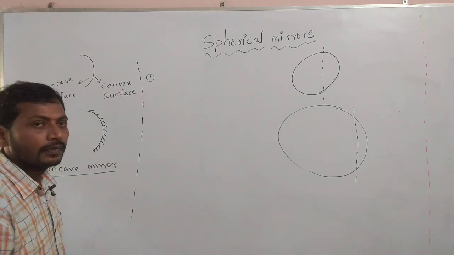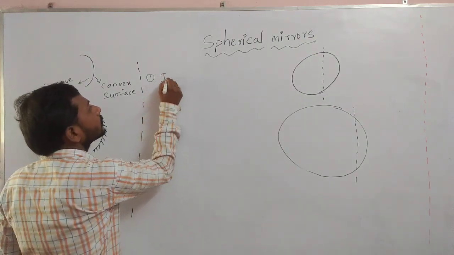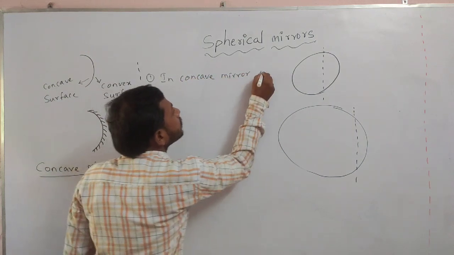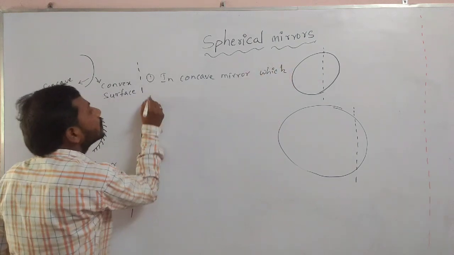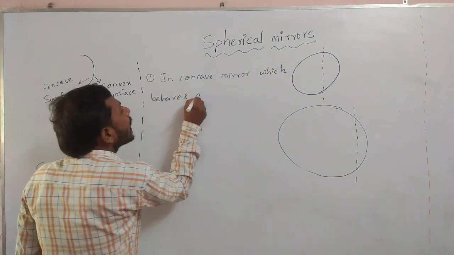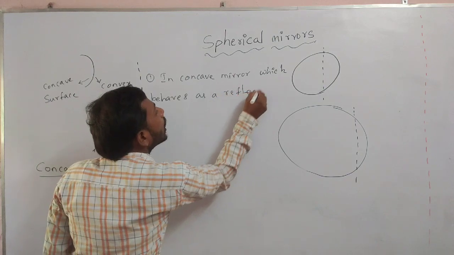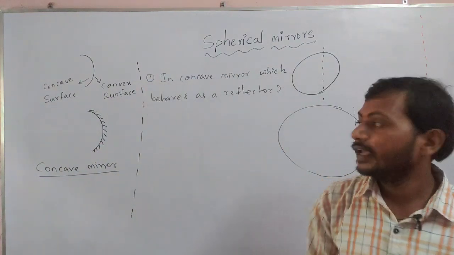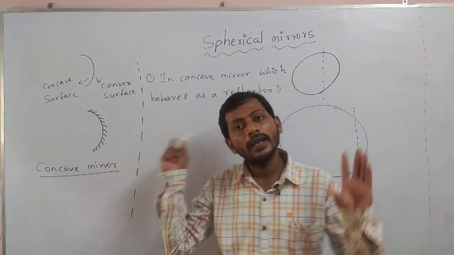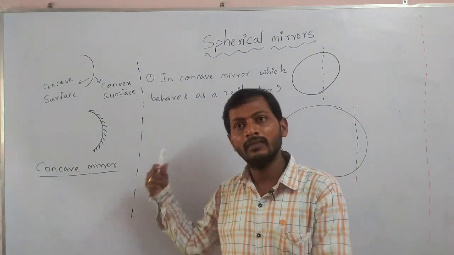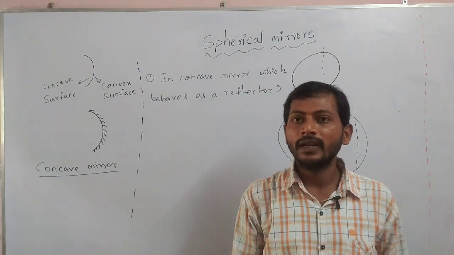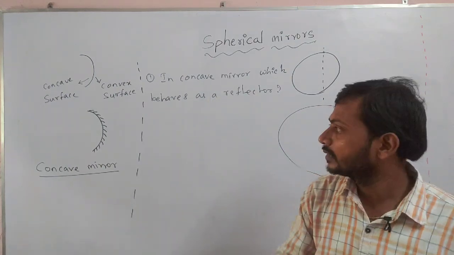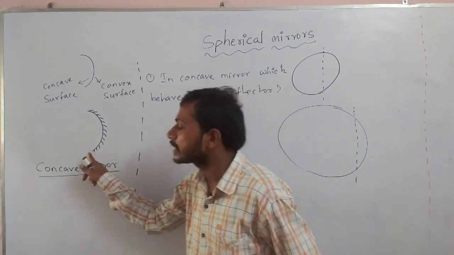First question is, in concave mirror, which behaves as a reflector. Did you understand my question? In concave mirror or in convex mirror, when I come to the other thing, I will explain that also. In convex mirror, which behaves as a reflector means which part. Here three are there, don't get confused. What are the three parts?